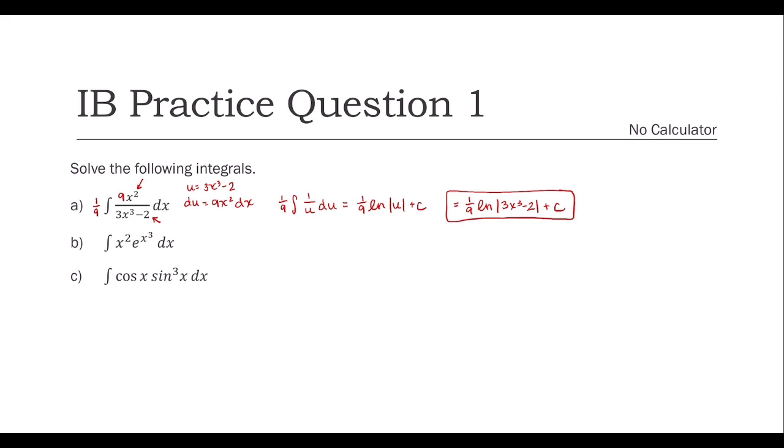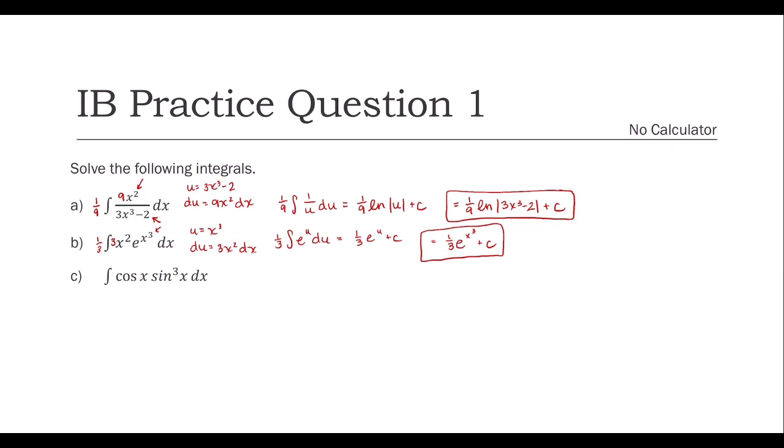For part b, it's the integral of x squared times e to the x cubed dx. So we'll use our exponent here as u. So u equals x cubed, du equals 3x squared dx. We have an x squared, so we'll multiply it by 3 and put 1/3 on the outside. So we have 1/3 times the integral of e to the u du, which equals 1/3 e to the u plus c. And then when we substitute x cubed back in, we get 1/3 e to the x cubed plus c.